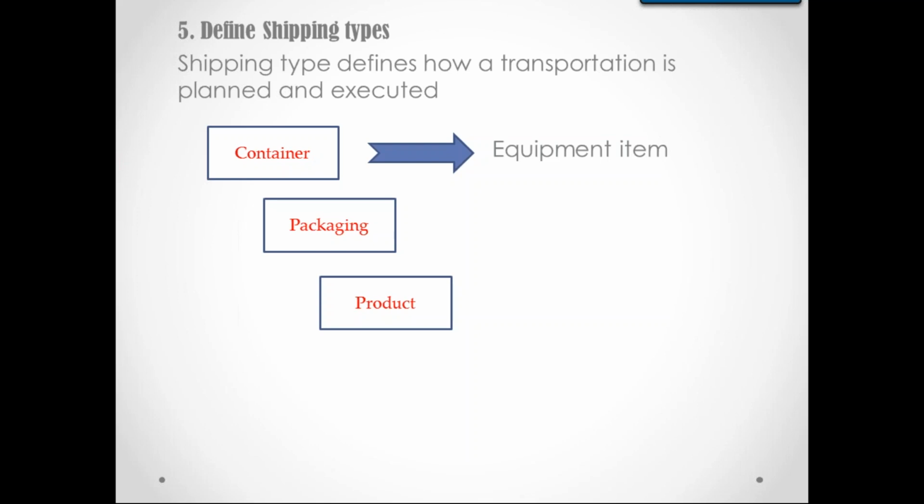Container will be again embedded with packaging material, and packaging material will be containing the product. For example, you have 10 products, so 10 products will be embedded into one package. Such packages, for example 10 packages, can be embedded into one container. So one container contains 10 packages, and each package contains 10 items. Total how many? 100. 100 materials are there in the container.